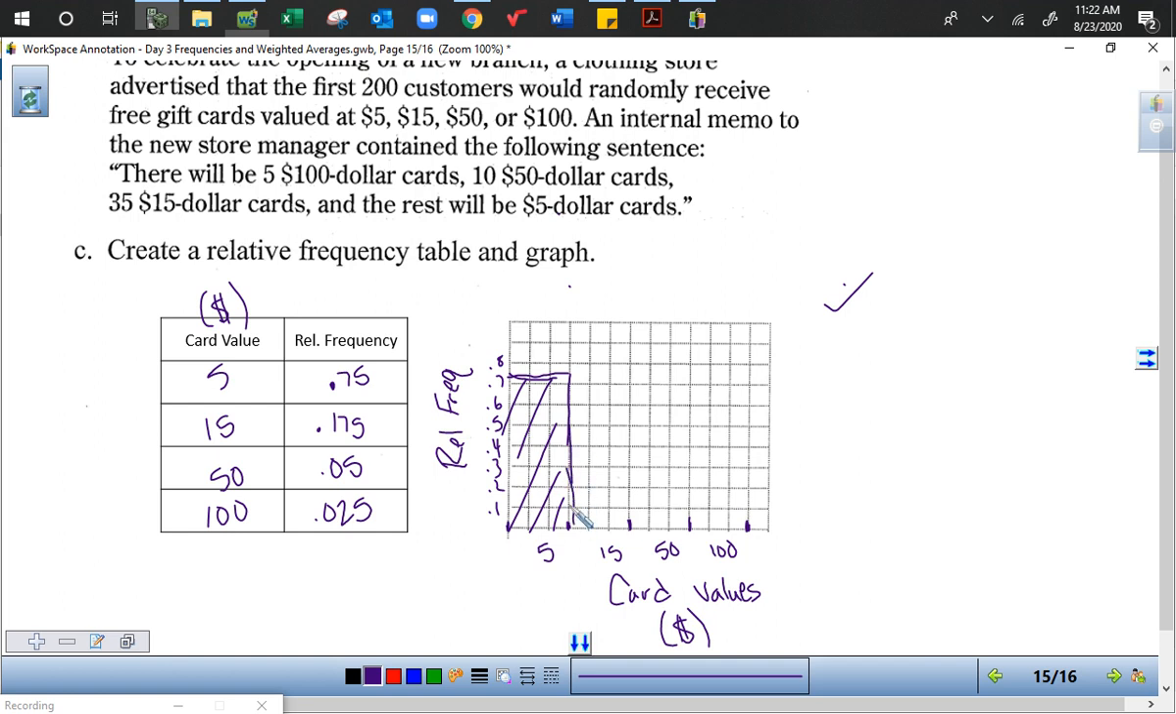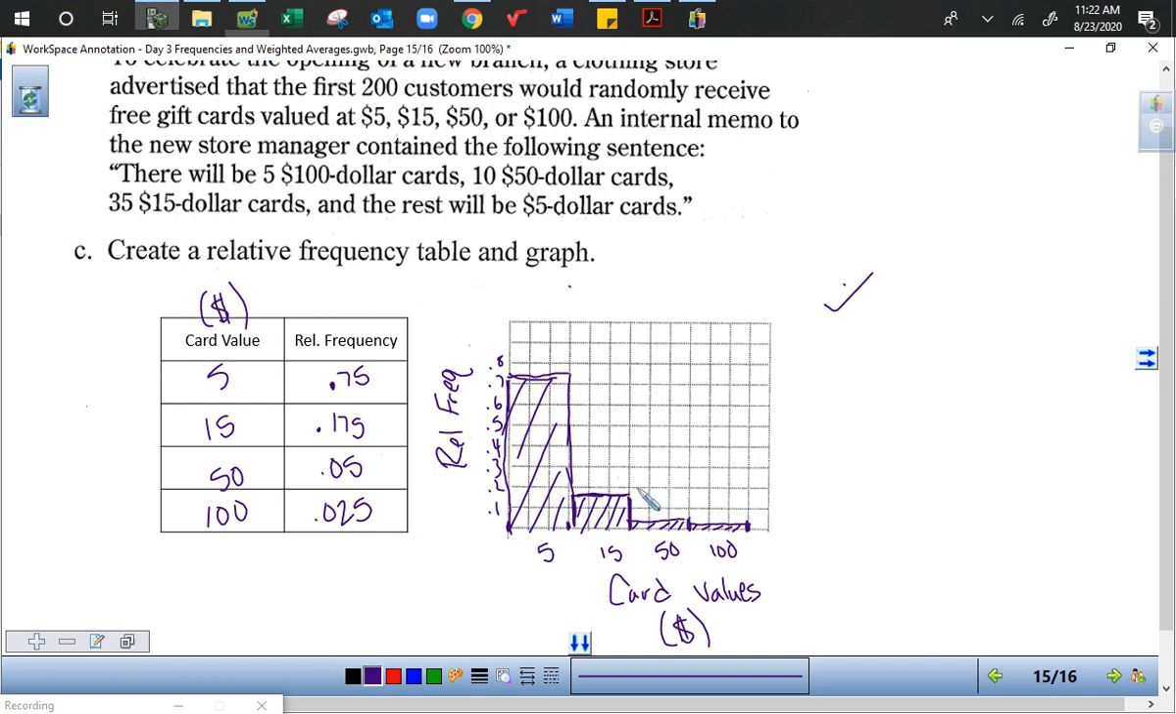The next one is 0.175, so not quite to 0.2. Draw your little line, shade it in. The next one is 0.05, that's halfway to 0.1. And the last one, 0.025, that's a quarter of the way, so half of that last one. It's pretty small, just make sure it looks close. Don't spend a lot of time shading these in, but you might outline them so that I can tell the difference between them.